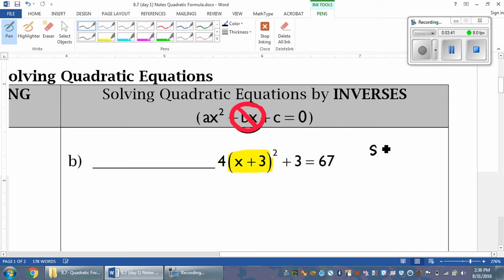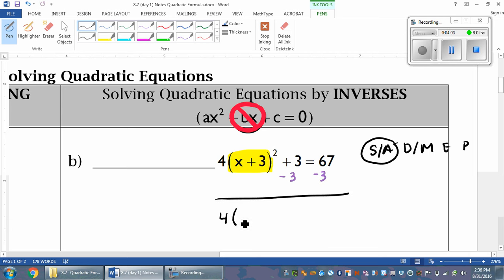So again, let's start by writing SCAN MATH. S slash A, B slash M, E, and P. The first thing we have to do is cancel everything that's being added or subtracted first. 4 is being multiplied since it's directly next to the parentheses, and 3 is being added. So let's get rid of the 3 first by subtracting.